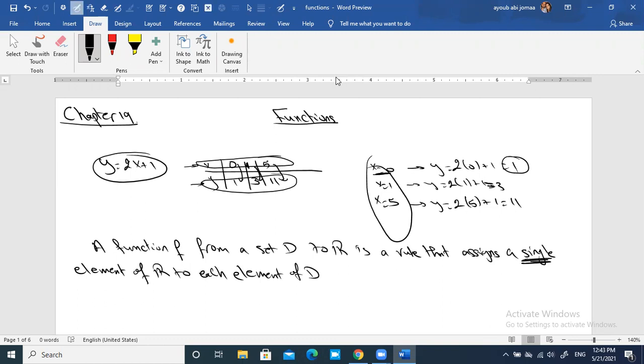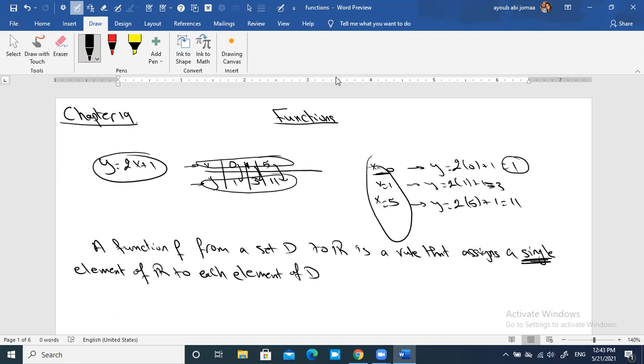For example, if x equals 0, you cannot get two values. If x equals 0, y will be equal to 1. You cannot get 0 or 1 or some other number like 3. No. For each one element x in the domain, it is related to only one element in the set of real numbers, or of the range.